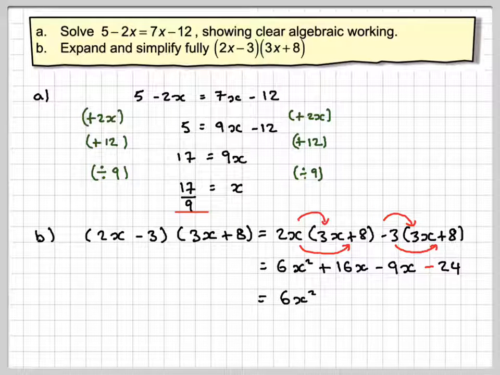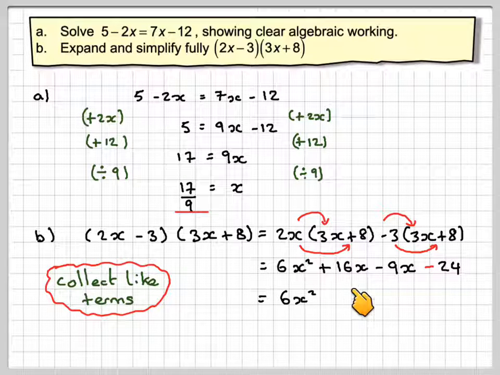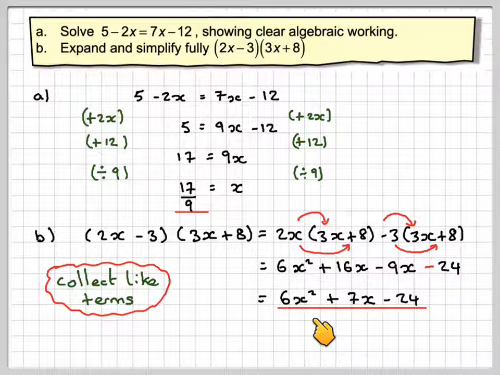So it gives me 6x squared, and now we have to collect up like terms. So 16x minus 9x gives me 7x, and then minus 24. So the final answer is 6x squared plus 7x minus 24.